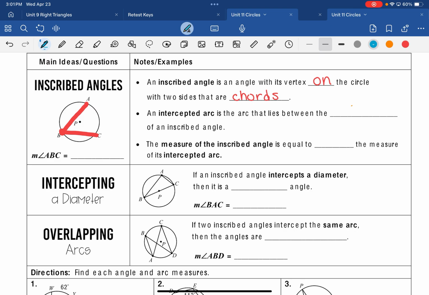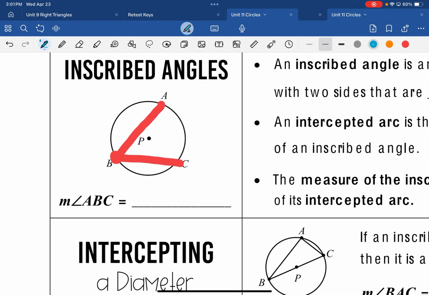If you would like a little note, right here, the central angle is P to A and P to C. That right there is what we call a central angle. B, when it's on the circle, is an inscribed angle. And then again, right here, we have our arc that's made by both of them. What's the name of that arc that I just highlighted? AC, because it goes from A to C.